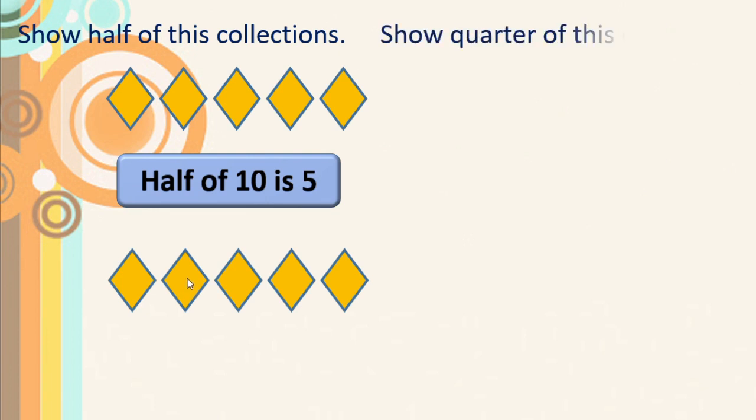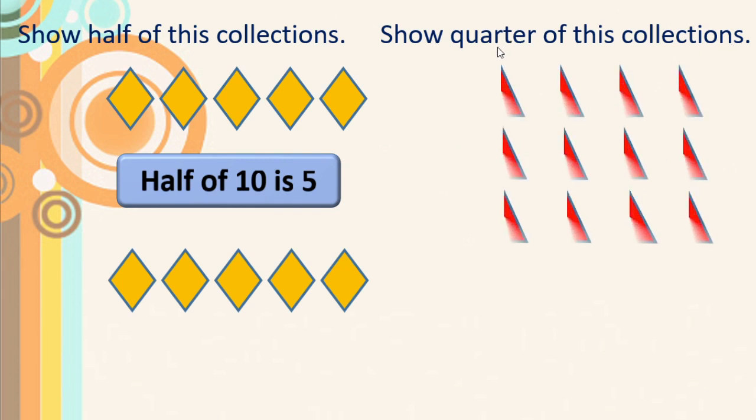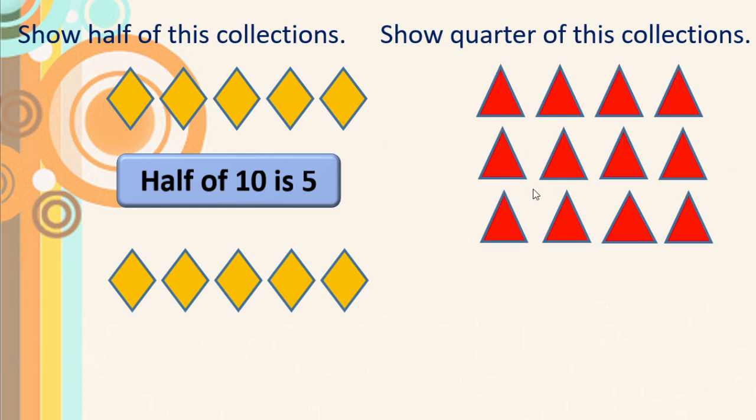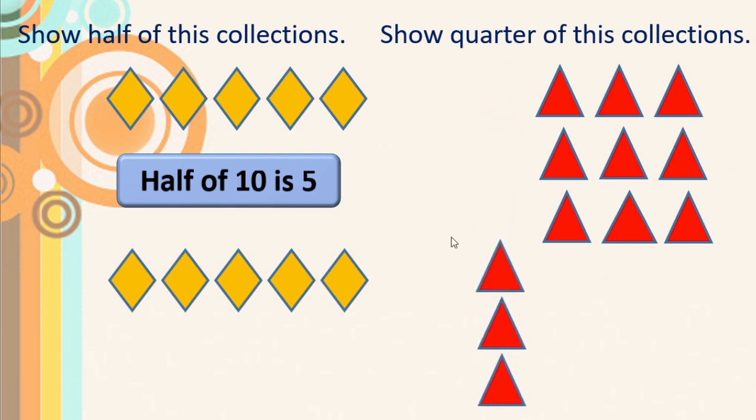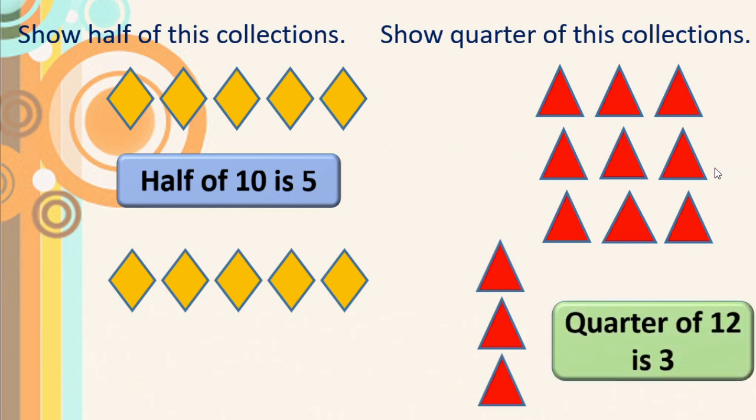Right? Now one more. Show quarter of this collection. Quarter, remember this? How many pictures are there? 4 plus 4 that is 8, plus 4 that is 12. Correct? 12 triangles are there. The quarter of 12 is nothing but half of 12 is 6 and half of 6 is 3. So quarter of 12 is 3. Isn't it? See, we have separated 3, which means quarter part of this whole. Right?